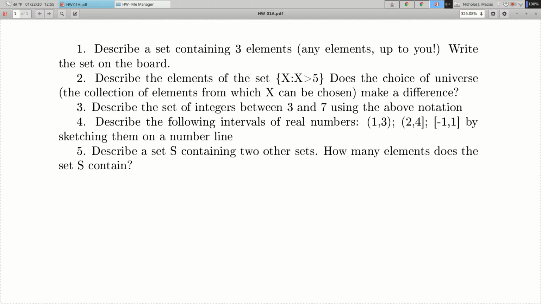So question 1 is just saying, describe a set containing 3 elements and write the set on the board. Any set you want containing any 3 elements you want. Just write it down on the board. That's your first question. There's no board space. Space on the left there.